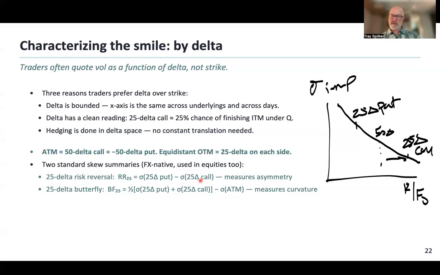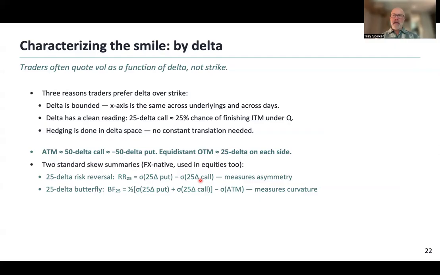While they're both equidistant from the 50 delta at the money option, you can see that the put one is steeper relative to the distance between the at the money option and the call option. Obviously, not quite drawn to scale here, but you kind of get the point. That measures the asymmetry of the distribution. And then there's also the 25 delta butterfly.